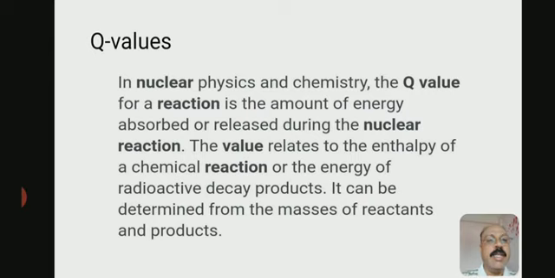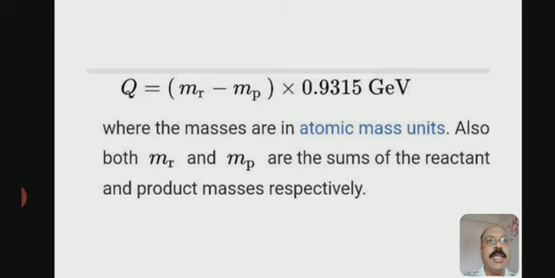The value relates to the enthalpy of a chemical reaction or the energy of radioactive decay products. It can be determined from the masses of reactants and products. Here, take Mr as the mass of the reactant and MP as the mass of the product, then the Q value is Mr minus MP times 0.9315 giga electron volt, where the masses are in atomic mass units, and both the mass of the reactant and the mass of the product are the sums of the reactant and product masses respectively.